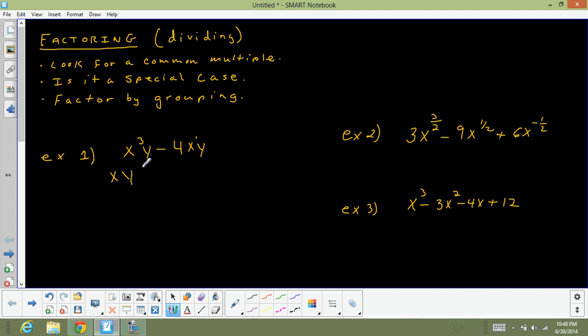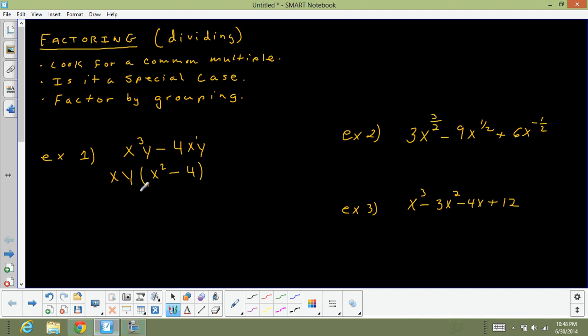And when we do that, we remember we're dividing, so x to the third divided by x is going to be x squared, because you subtract those exponents, right? When you divide expressions for the same base, you subtract the exponents. And y divided by y, of course, is a 1, and then a minus sign. The 4 is going to remain there. And of course, the xy divided by the xy, that's also going to become a multiple of 1.